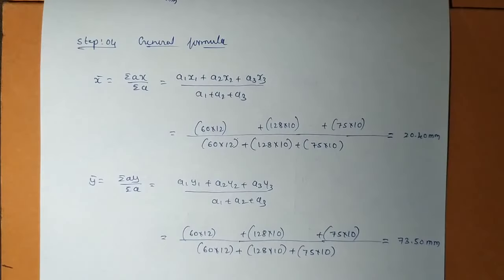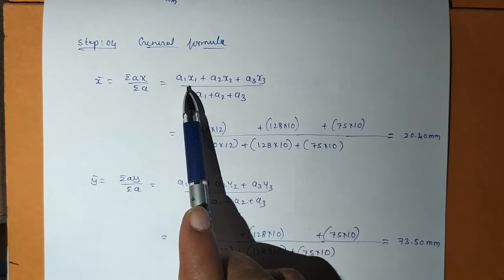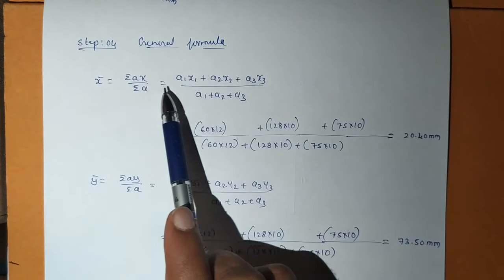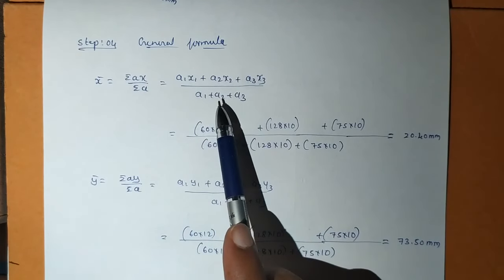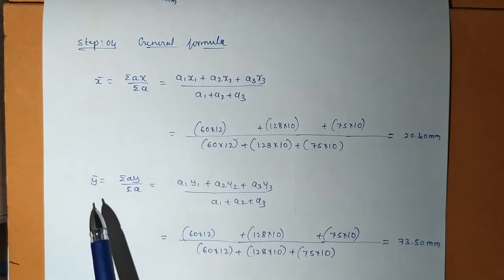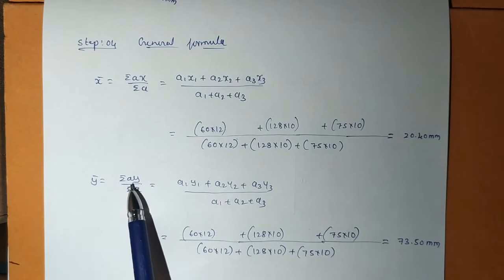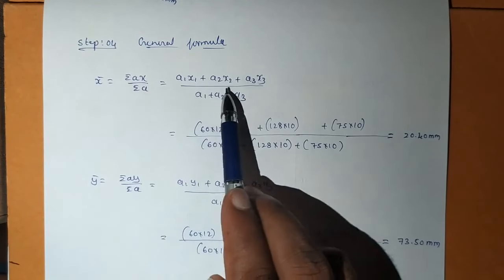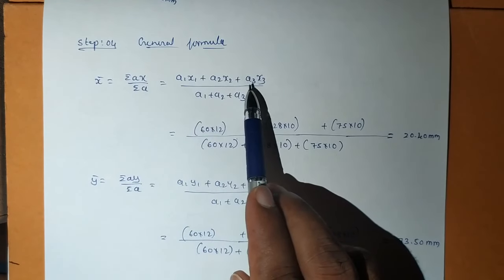In step number 4, we are using general formula. To calculate x bar, we are using sigma ax by sigma a. Since it is a combination of 3 individual sections, we are splitting this formula into 3 parts: A1 x1 plus A2 x2 plus A3 x3 divided by A1 plus A2 plus A3. Similarly, to find out y bar, centroidal distance along y direction, we are using this formula sigma ay by sigma a. After that, we have to calculate A1, A2, A3, area of section number 1, section number 2, section number 3.